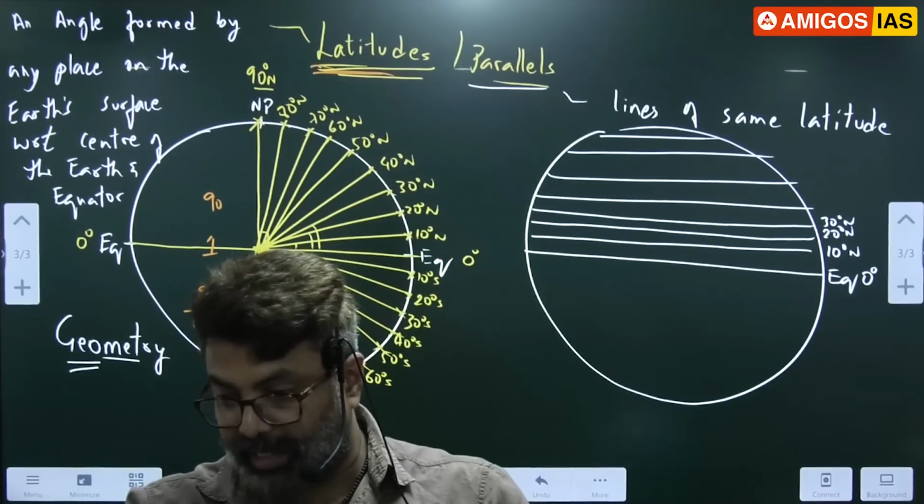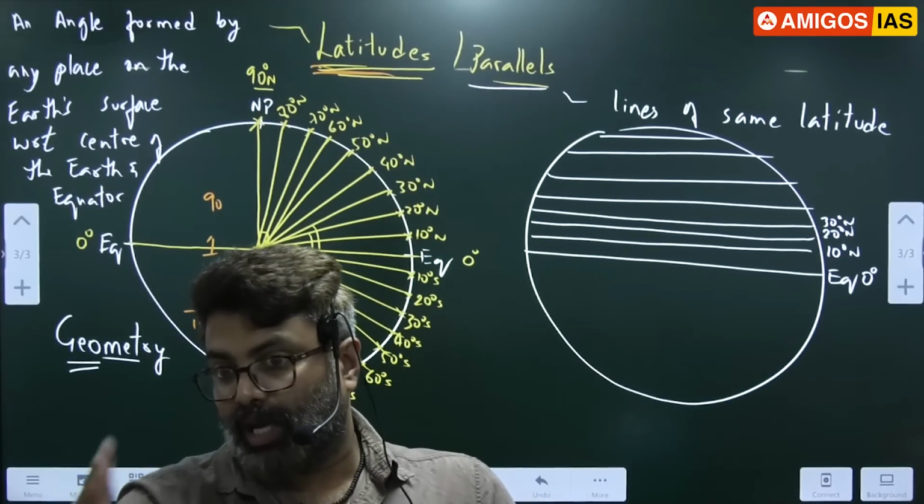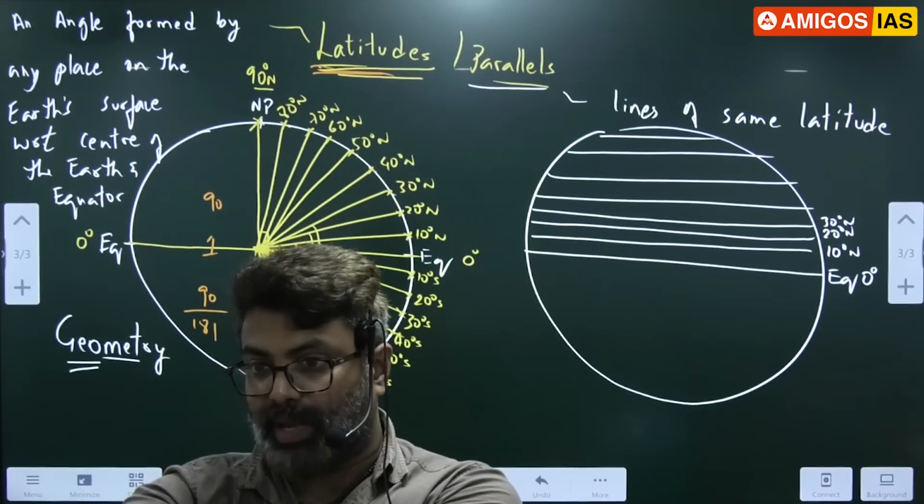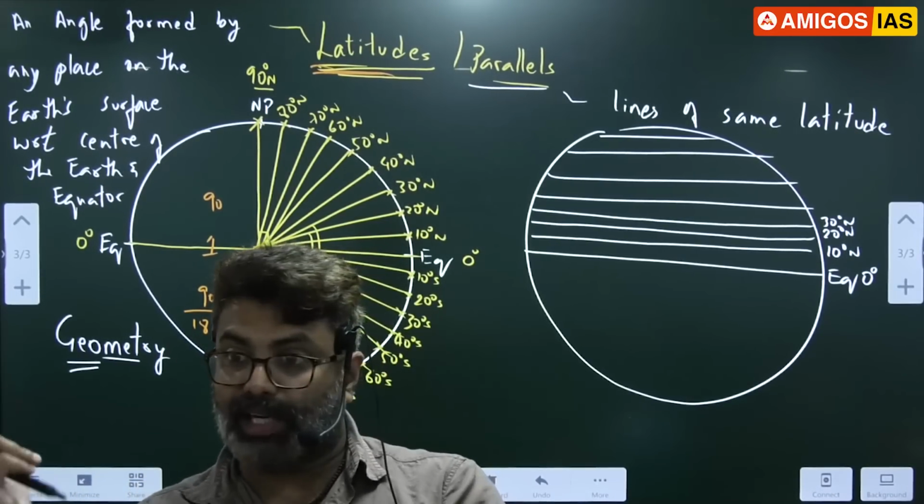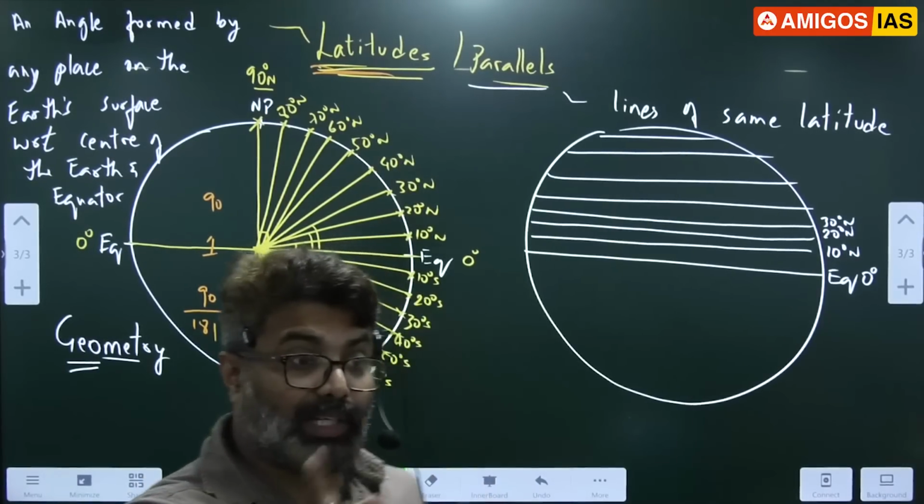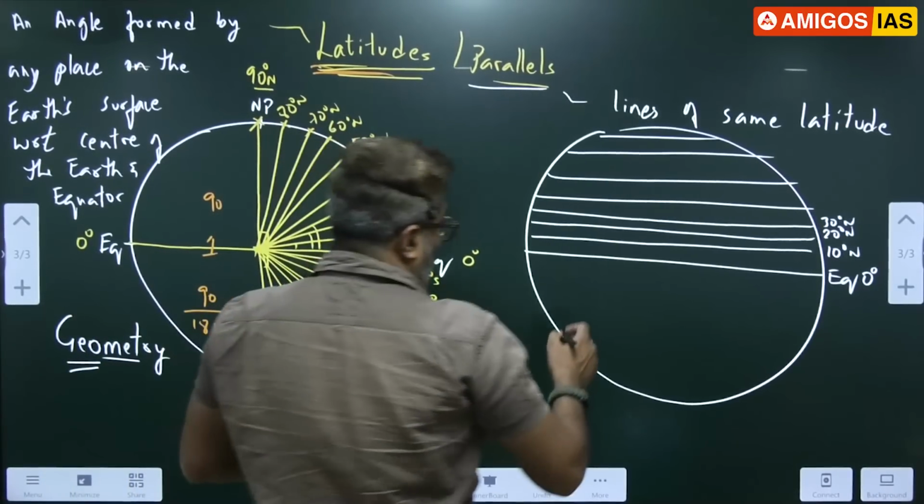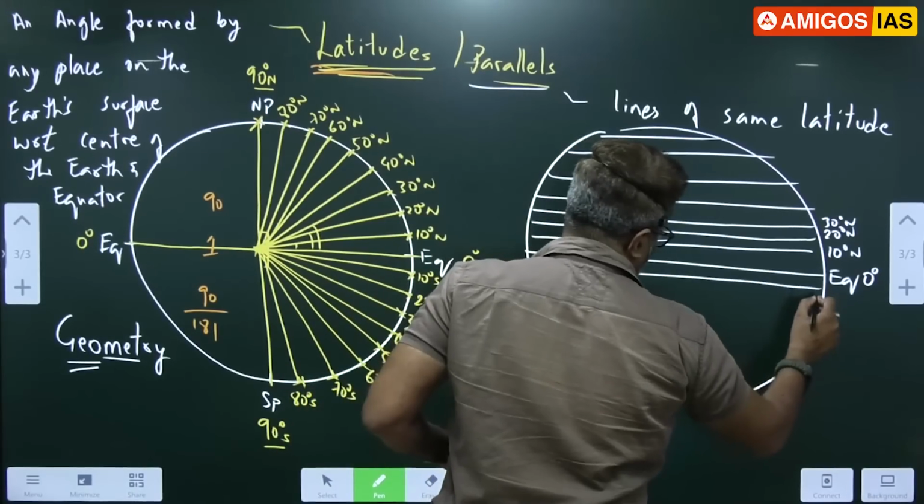North, here also 10, 10, 10, 10 degrees, one line. I'll connect all of these. The second line is 20, 20, 20, 20. See, they have the same angle, so that is the 20 degree line. So lines of same latitude are called parallels. If you notice, we can draw many parallels like this.